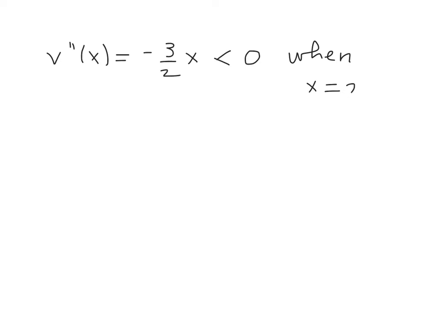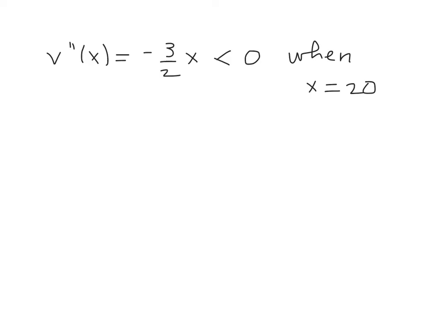Now, here's the situation. If you take the second derivative of v, you wind up with this function, minus 3 halves x. And that turns out to be less than 0 when x is equal to 20, which is our special value of x. Okay, so if we plug in x equals 20, we get a number less than 0.